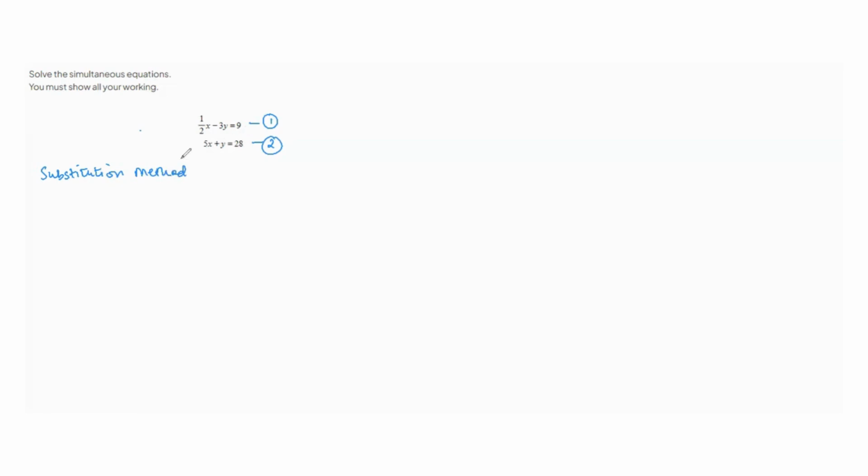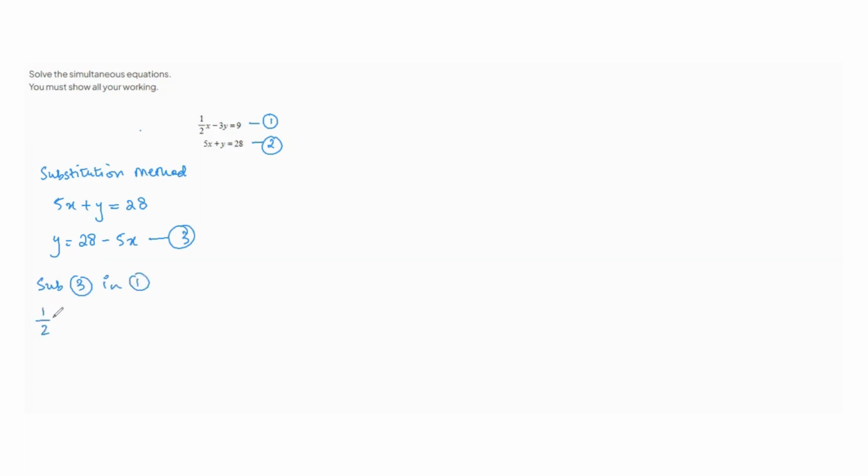I'm going to take the second equation, which is 5x plus y equals 28. I'm going to make y the subject of this equation. y would equal 28 minus 5x. And I'm going to call this a third equation. So next I'm going to substitute the third equation in equation 1.